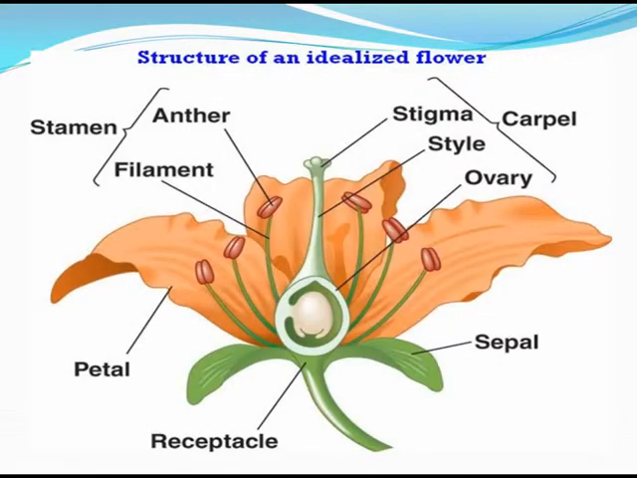Here we see a beautiful flower, and we can call it an ideal flower with all the parts. See, this is the filament, this is the anther, which comprise the stamen, these are the petals, this is the receptacle, this is the stipple, and the stigma, the style and the ovary together comprise the carpel.